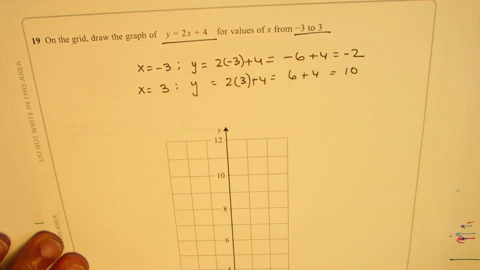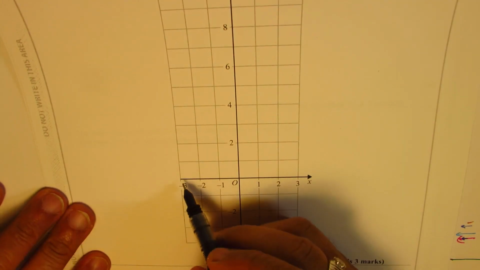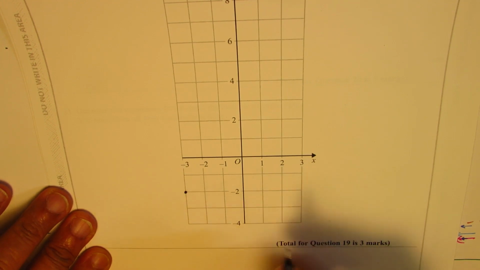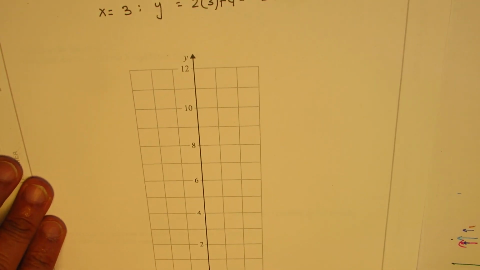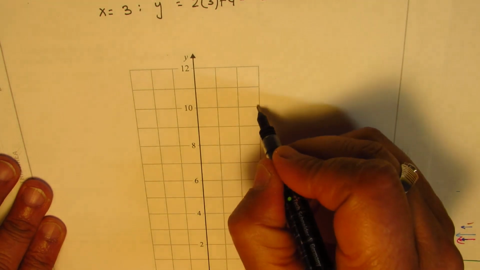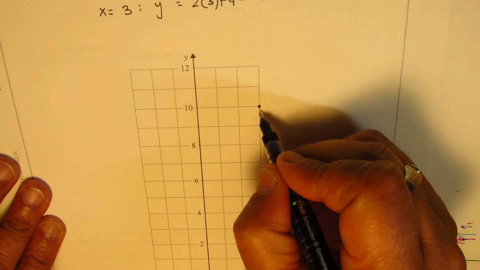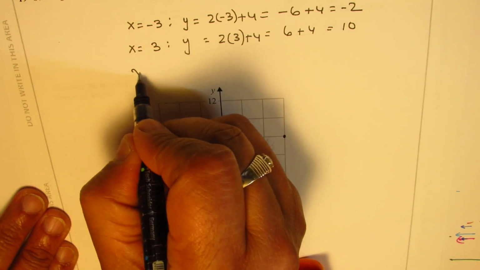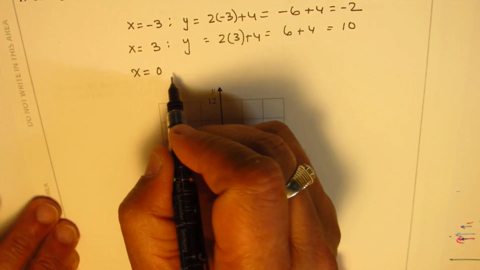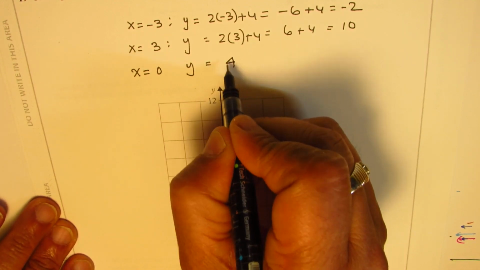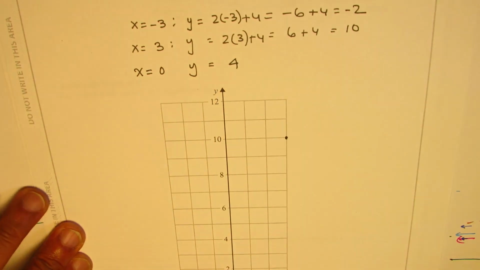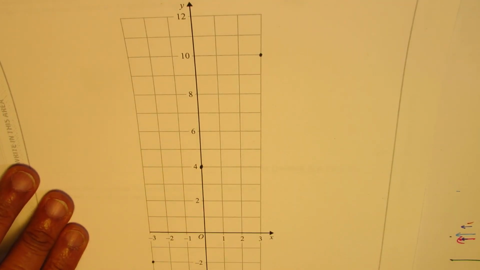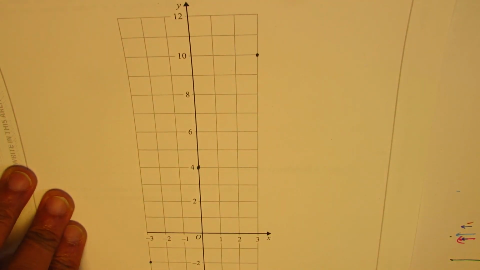So on the graph, -3, -2 will be our one point, which is this point. And then the other point we can take at 3, 10. So that is the second point. Joining these points, we get our line. It's good practice to even check some value in between. If x is 0, then y should be equal to 4, right? 2 times 0 is 0. So 4 is the y-intercept. So our line should go through 4. Joining these points, we get our straight line.